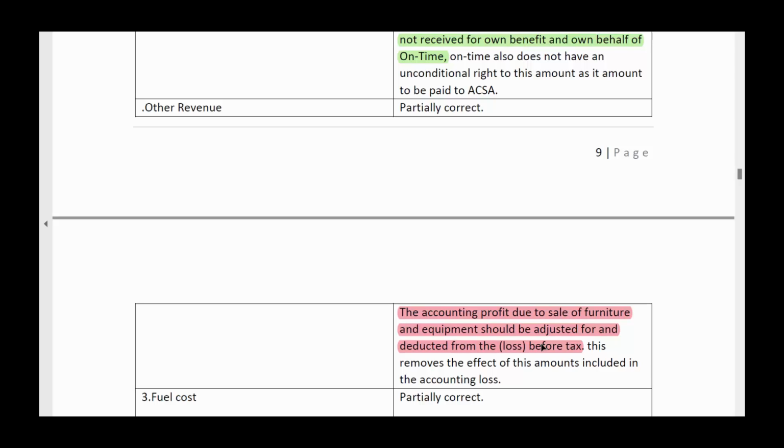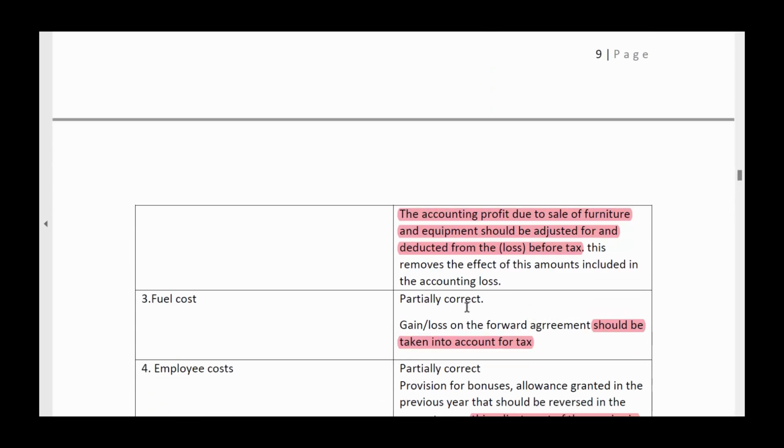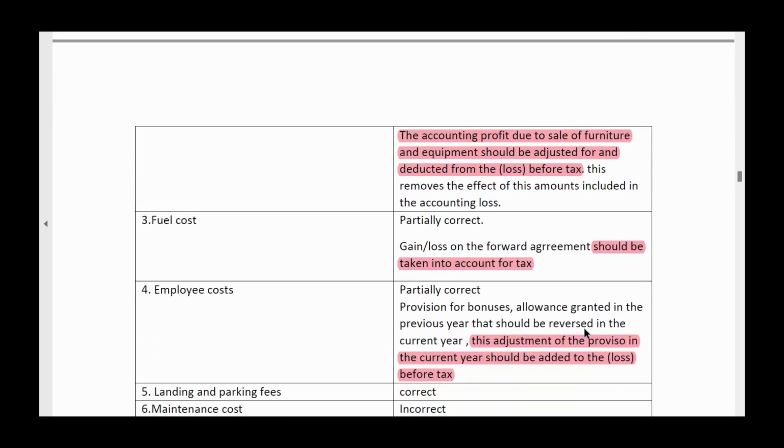For this profit on the disposal of furniture and equipment, we wanted to see that part because the task had said if the treatment is incorrect or partially correct, indicate the correct tax treatment. The fuel cost treatment was actually correct, but there was mention of forward agreements. Although there was insufficient information to adequately deal with the forward agreements, we didn't know when it was entered into, what it was for. The candidate also simply says should be taken into account for tax, which doesn't really illustrate what tax principles you would apply in dealing with the forward agreement.